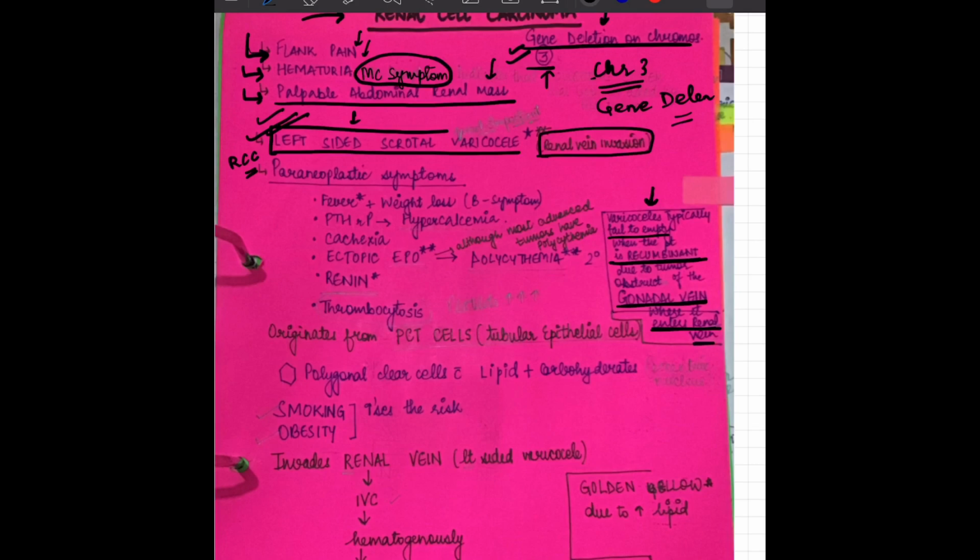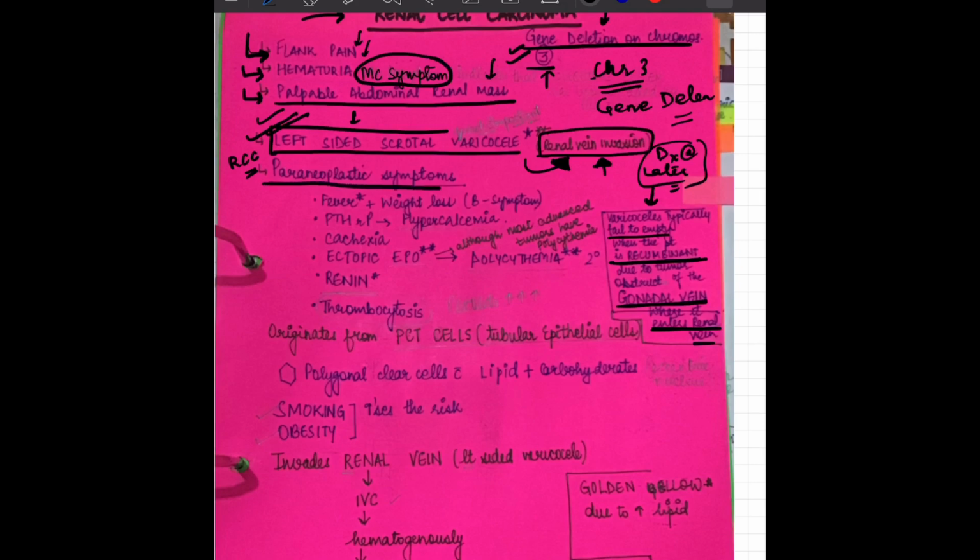Now, whenever you come across a question in a Q bank with a left-sided scrotal varicocele, that means renal vein invasion is there. Whenever you see a patient in the OPD with a left-sided scrotal varicocele, you should know that renal vein invasion has already happened. And let me tell you, renal cell carcinoma is in the majority of cases diagnosed at later stages, because in the early disease course the disease is basically asymptomatic.